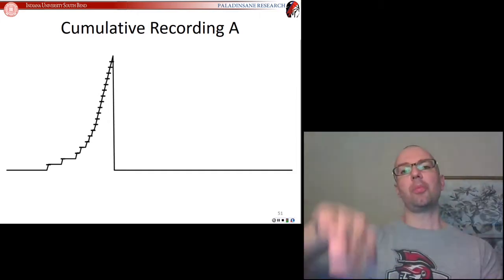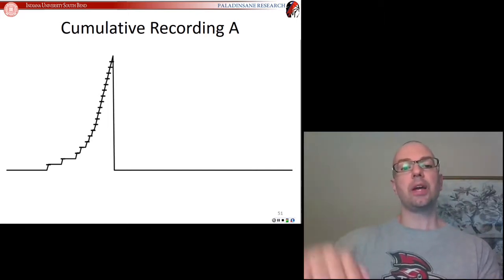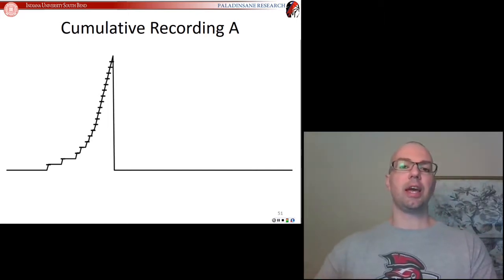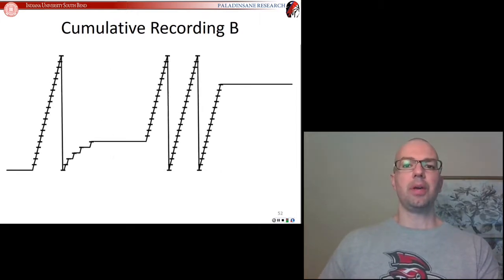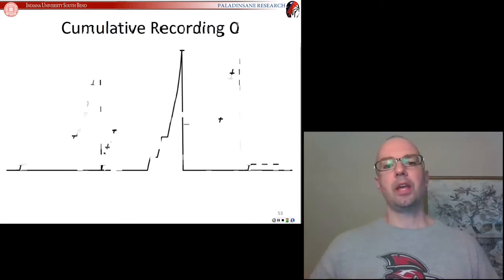Increases in slope indicate an increase in the response rate. And those slashes indicate reinforcement that the person is receiving. So again, cumulative recording A, recording B, recording C, and recording D.